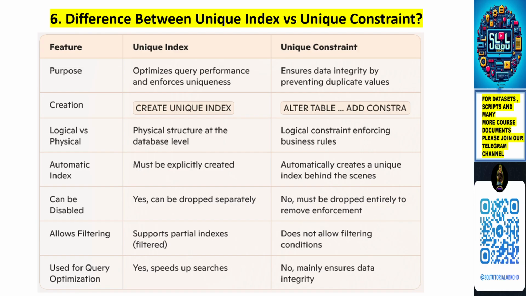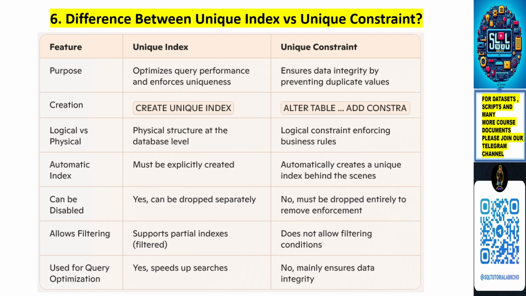Now, can it be dropped or disabled? A unique index can be dropped separately, and a unique constraint, no, must be dropped entirely to remove enforcement. It cannot be dropped separately from the column, but a unique index can be dropped separately. Now for allowing filtering, a unique index supports partial, filtered indexes, and a unique constraint does not allow filtering conditions.